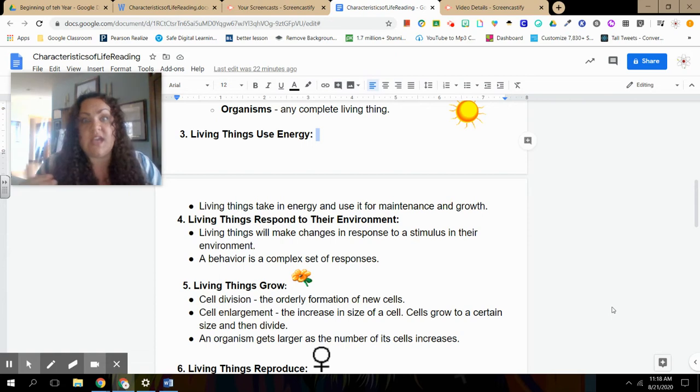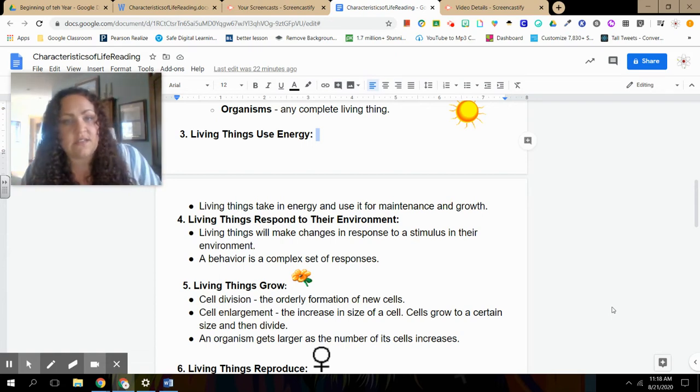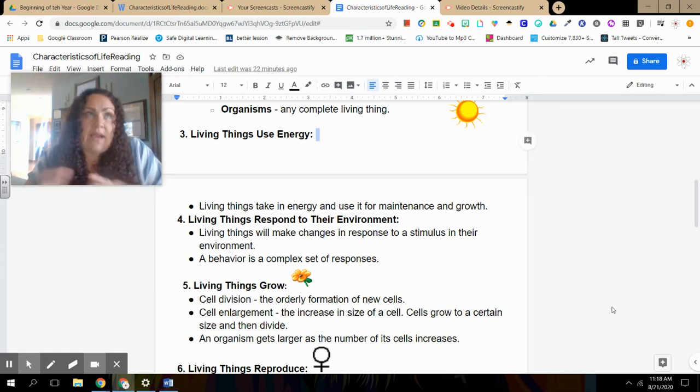Living things use energy. So this is number 3. Living things use energy. And I talked briefly about that in the last video, right? That like when we think of energy that we use and how we get energy into our bodies, we eat, right? So just because you're consuming doesn't mean that that's the only way to get energy.